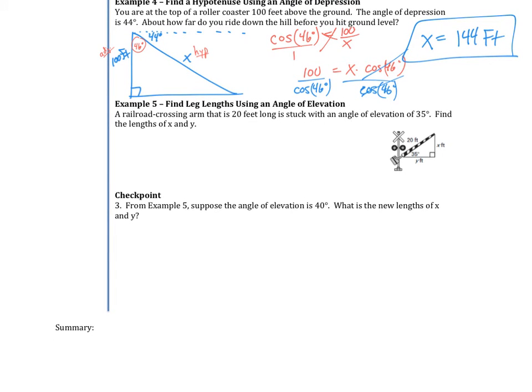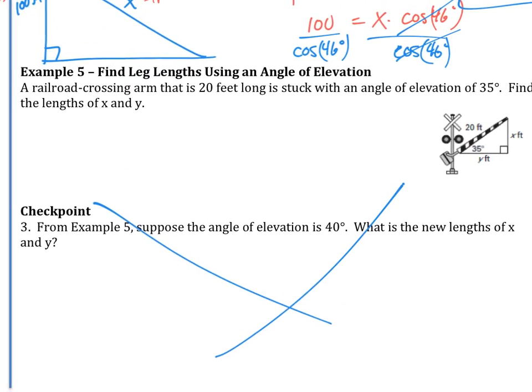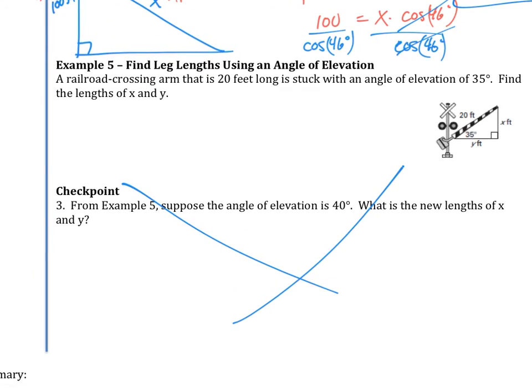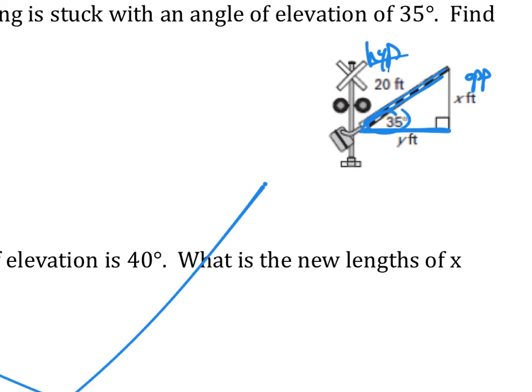All right, we are actually going to skip checkpoint 3, and we're just going to do example 5. It says the railroad crossing arm is 20 feet. So here's the crossing arm, 20 feet. And is stuck out at an angle of 35 degrees. So 35 degrees. Find the lengths of x and y. So let's start with x. X is opposite. So we know the hypotenuse is 20. So we know what hypotenuse is, and we're trying to find the opposite side.